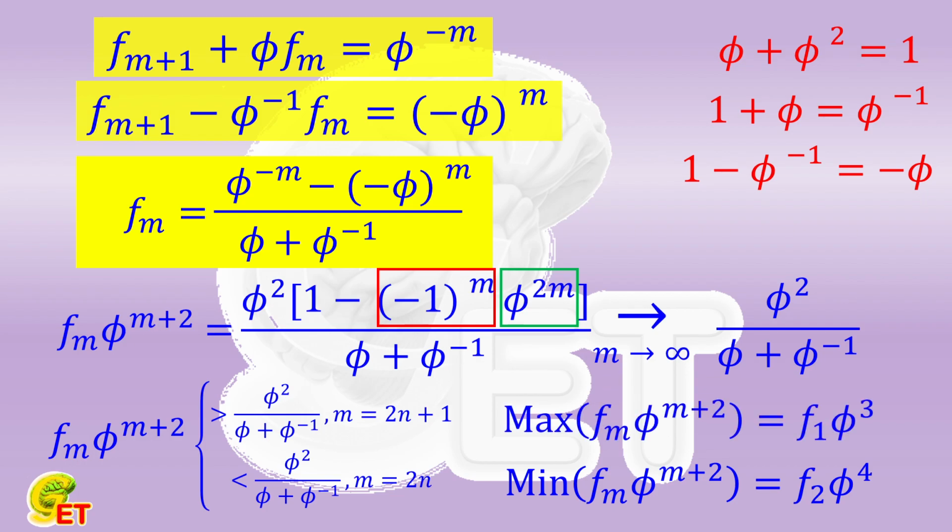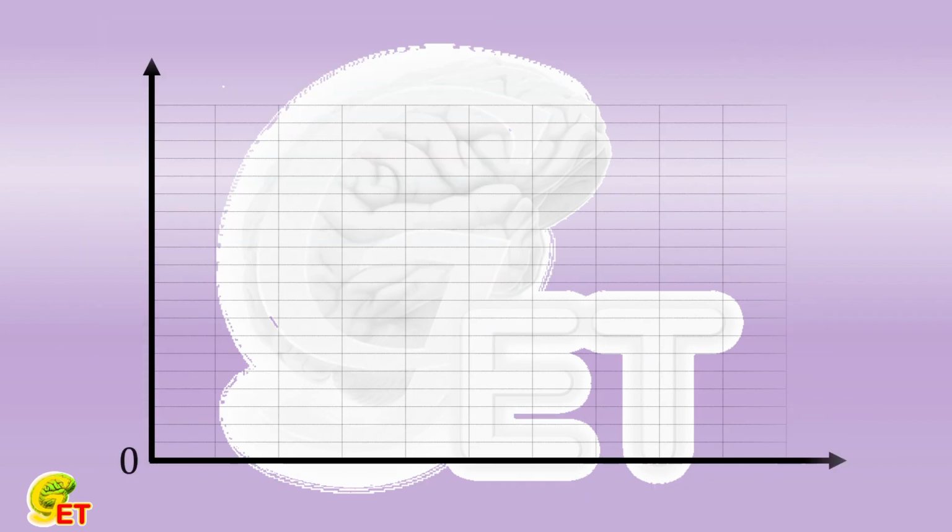It must be noted that this maximum value has nothing to do with k times Lk we discussed last Friday, because if somebody demands k times Lk as large as possible, they will not follow this Fibonacci sequence to cut the rope. We can plot the dependence of Fm times phi to the power of m plus 2 on m in a figure, so that everyone can get a more straightforward impression.